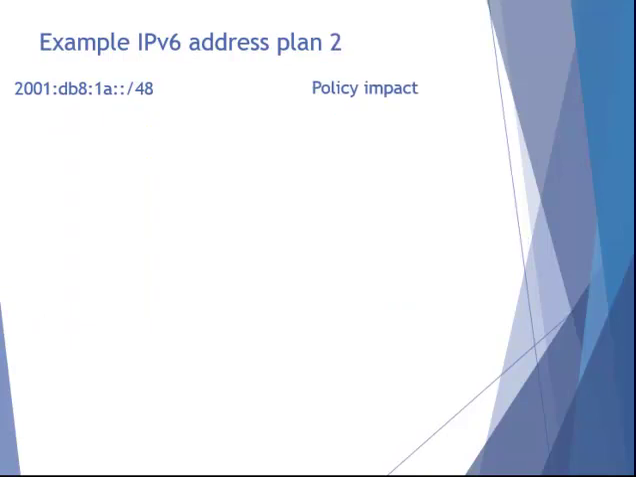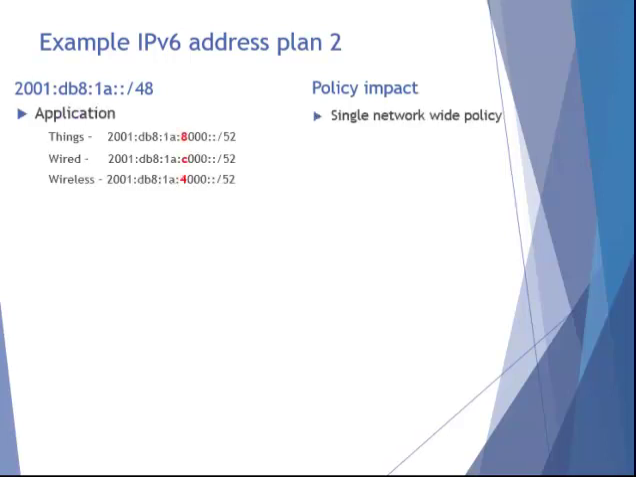If we start out with the same address space from the ISP, 2001:DB8:1A::/48, now let's first allocate by application. So here I've got Internet of Things that I want to allocate, wired, wireless. Of course, you could have voice, data, etc., whatever works in your network. But again, the benefit of allocating first by application is that I've got a single network-wide policy. So if I want to change access to the Internet of Things network, I can basically just enter this /52 as my policy statement and apply the corresponding treatment there, allow, deny, queuing, etc., whatever type of treatment I would like to provide.